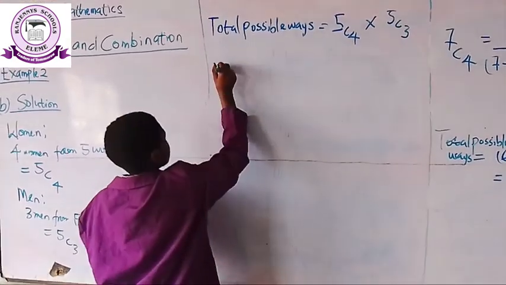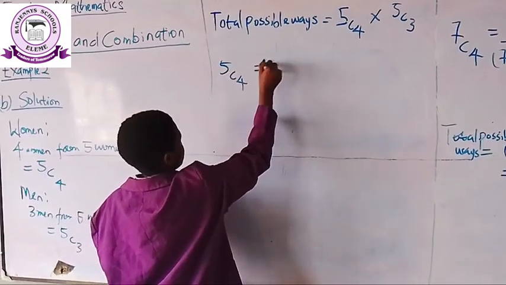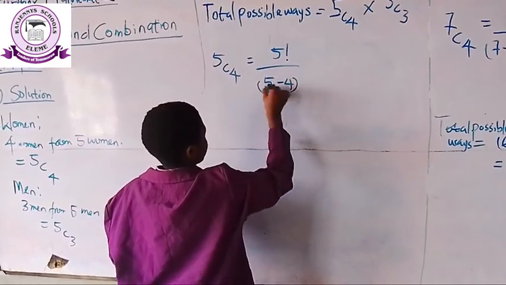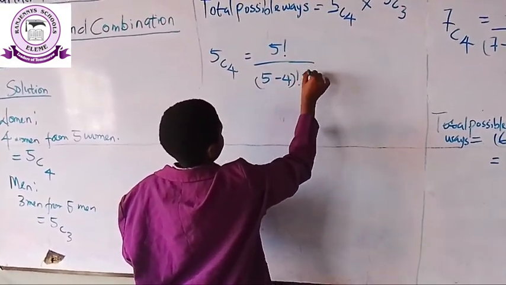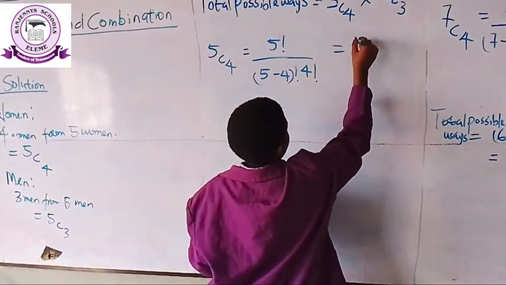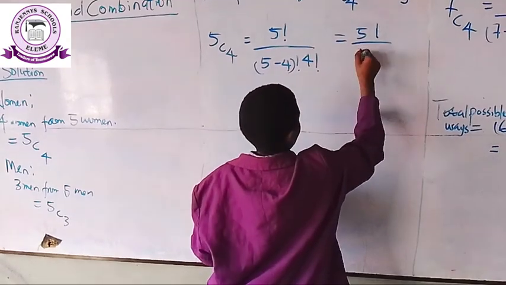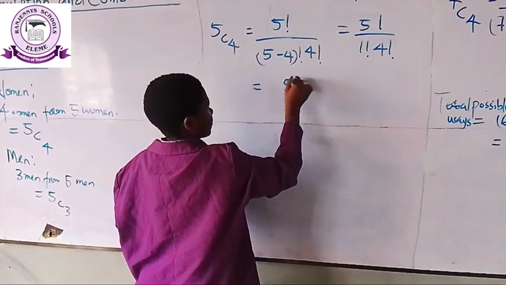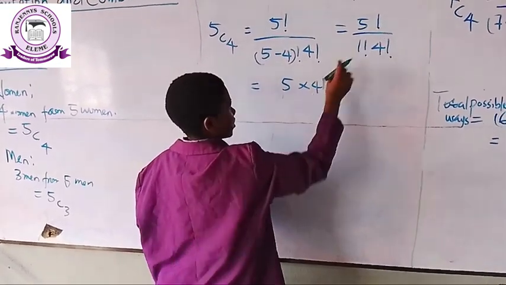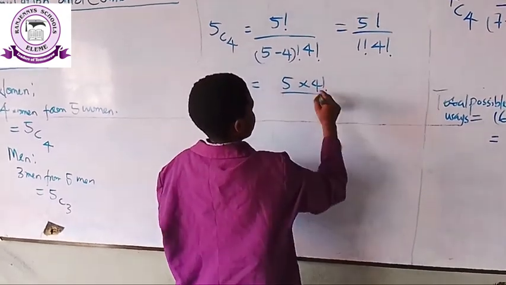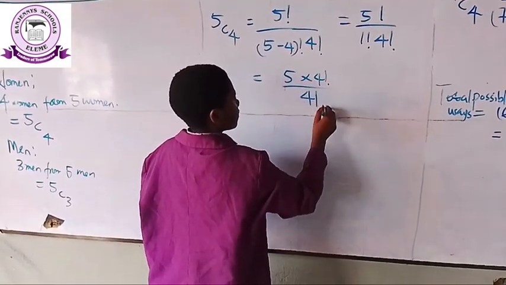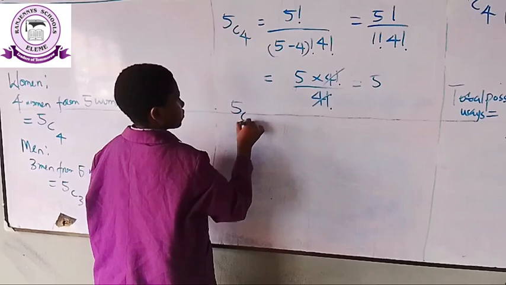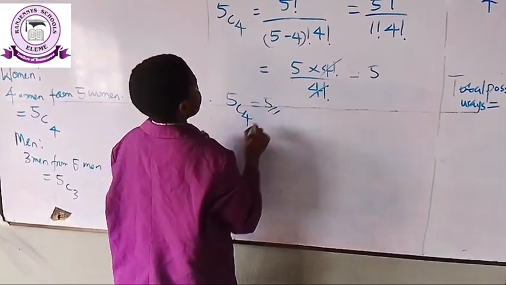Let's expand this. 5 combination 4 is equal to 5 factorial over 5 minus 4 factorial times 4 factorial. 5 factorial over 1 factorial times 4 factorial. That is equal to 5 times 4 factorial. 1 factorial is equal to 1, and 1 times 4 factorial is 4 factorial. So 5 combination 4 is equal to 5.